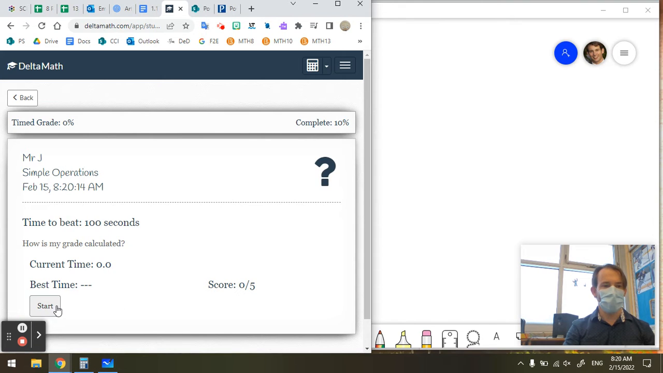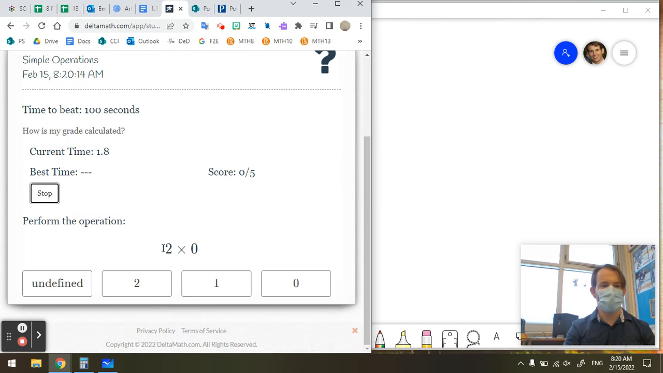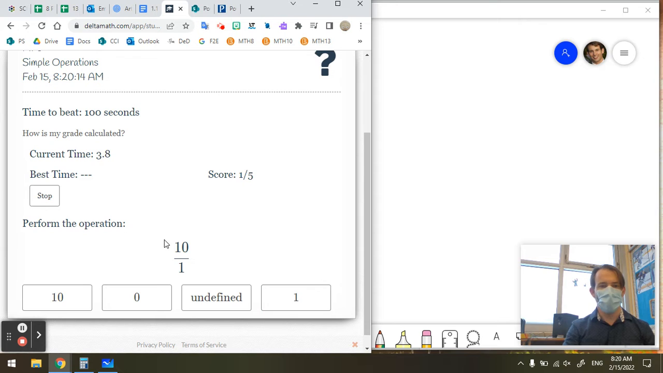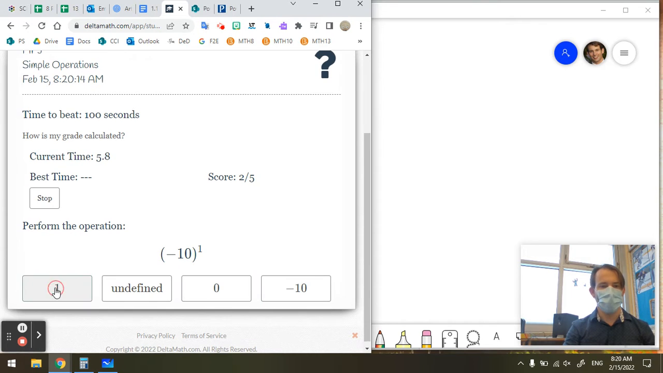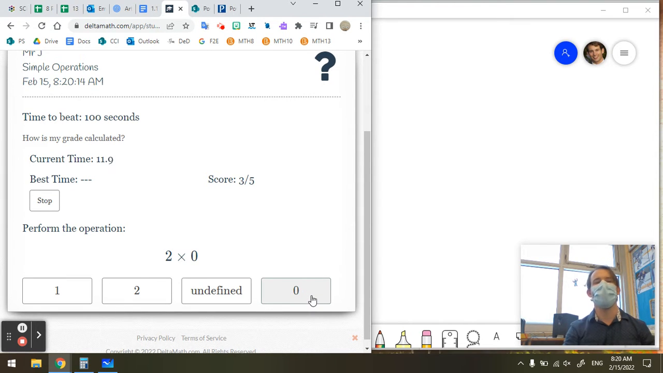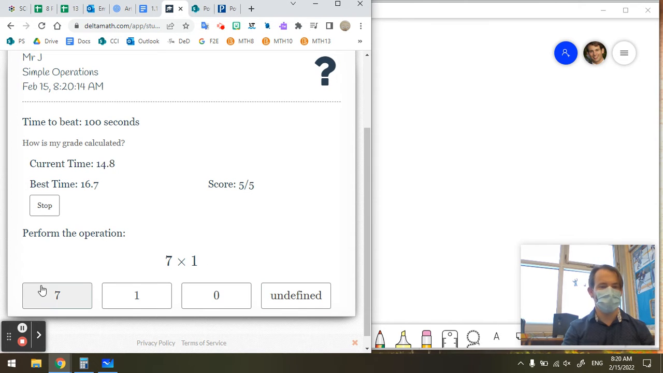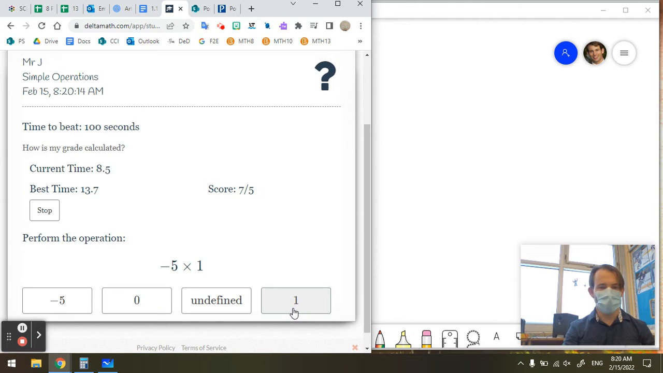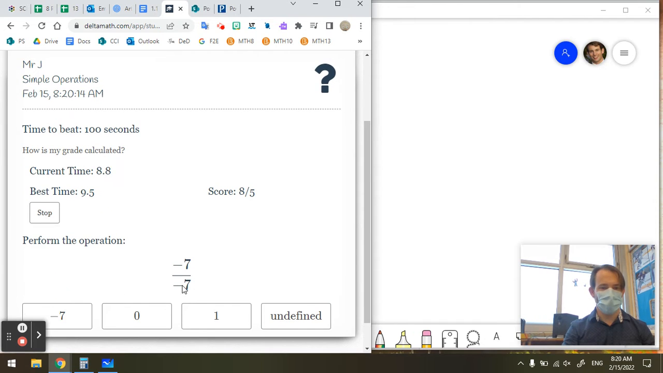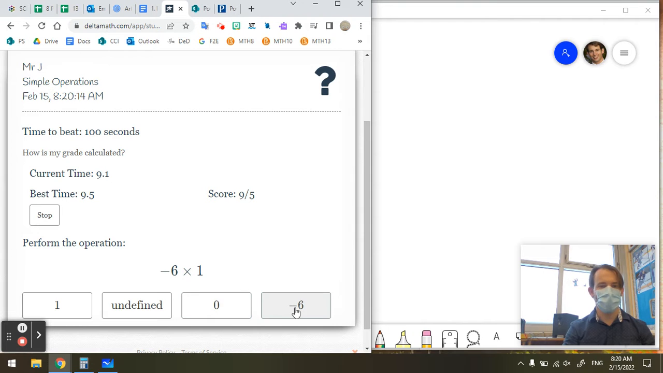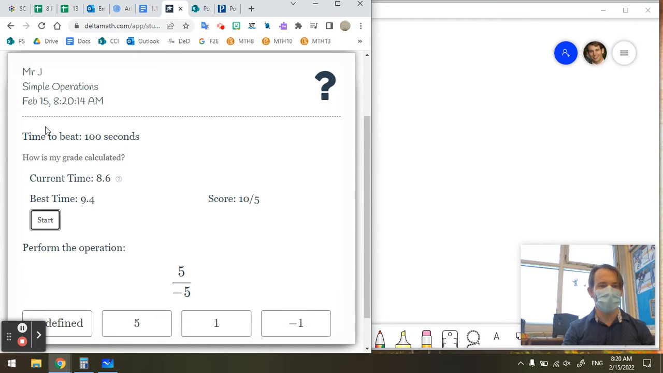Simple operations here. Again, this is going to be plus, minus, add, and subtract. 2 times 0, oh, that's 0. 10 divided by 1, well, that's 10. Negative 10 to the 1 is just negative 10. Anything to the 1 is itself. 2 times 0? These are so easy. I should make you do 50 of them. No, I'm just kidding. So really, just getting a sense for this: something divided by itself is always 1. So we got some real simple stuff here to just remind us, get ready.